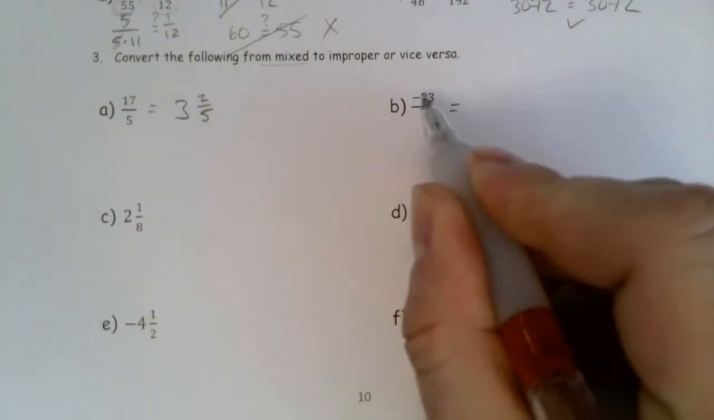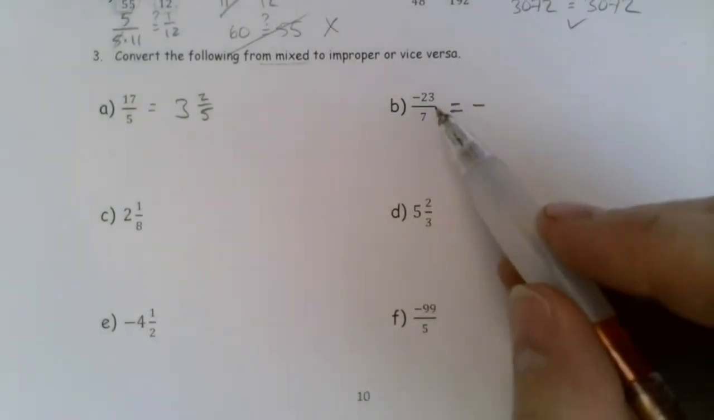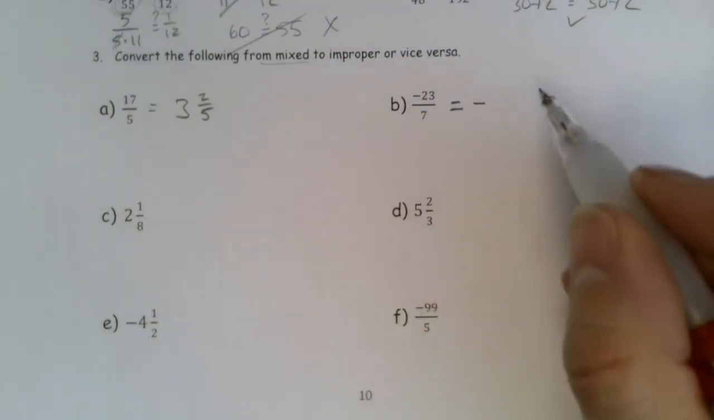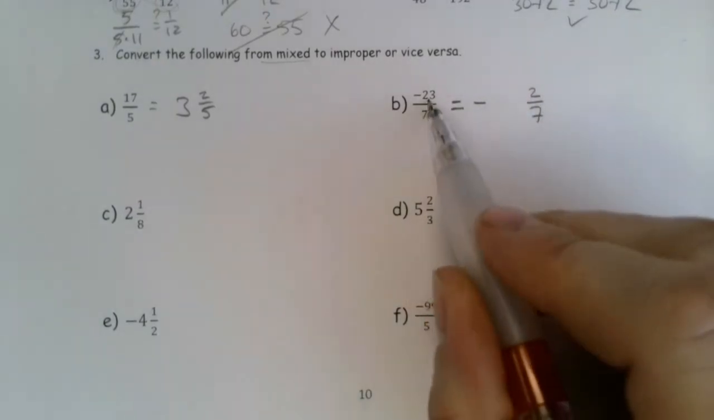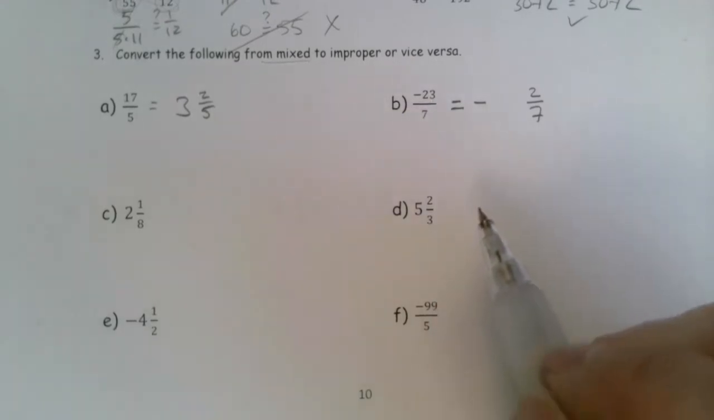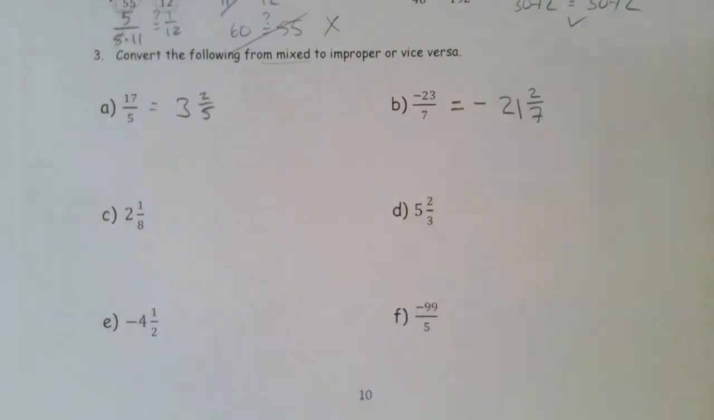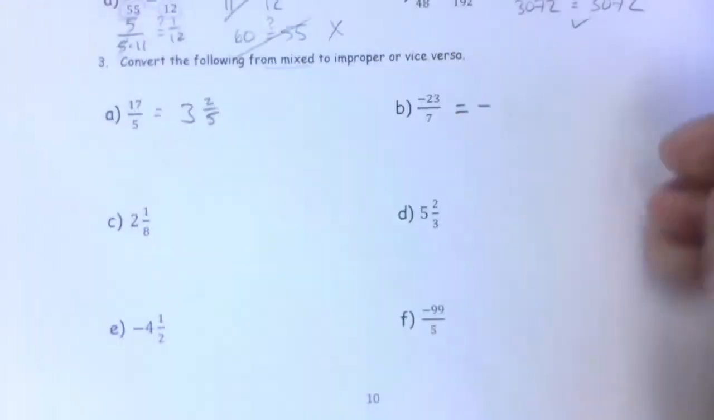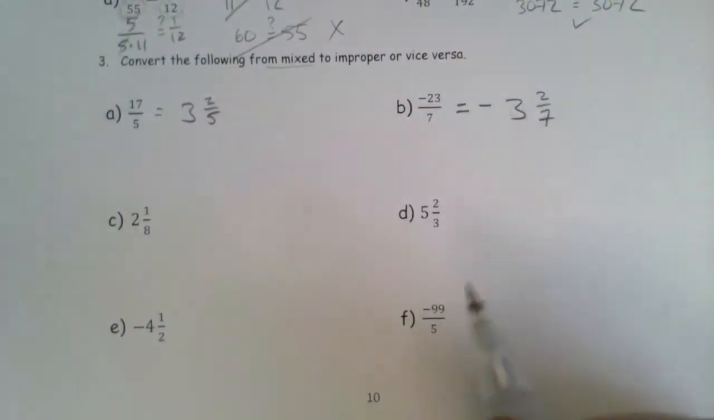Just like over here. Now over here with the negative, I'm just going to drop the negative out front. 23 is not divisible by 7. But if I take 2 away from the 23, 21 is. 21 divided by 7 is 3. So I got 3 wholes with 2/7 left over.